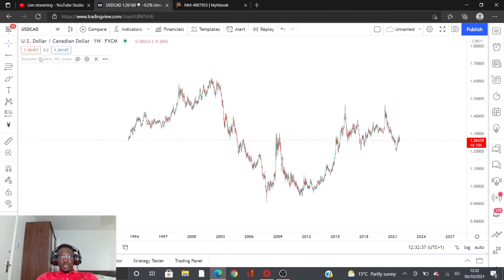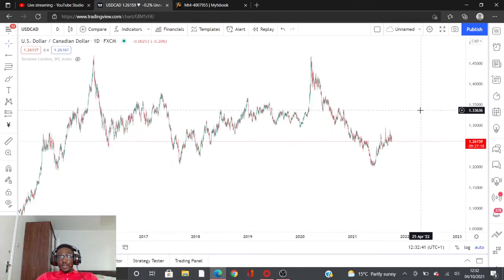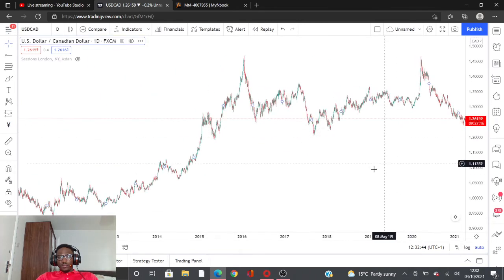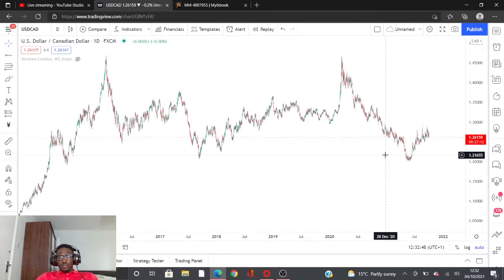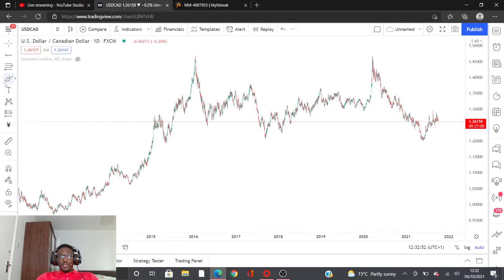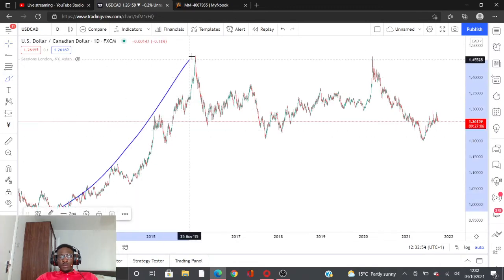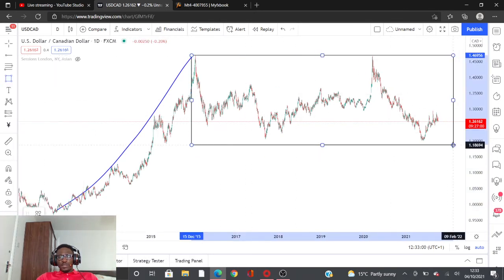So on the weekly chart, we're seeing the market being bearish. Let's head over to our daily chart. The daily chart is showing a consolidation after an impulse move to the upside, sorry. And the market has come into a little bit of a consolidation here.